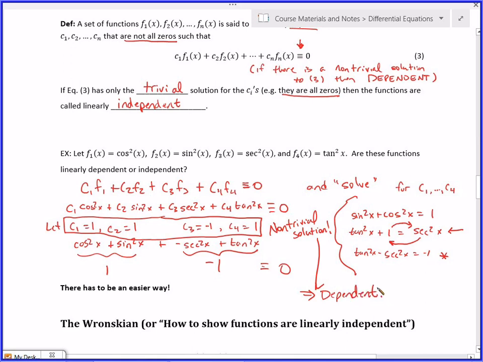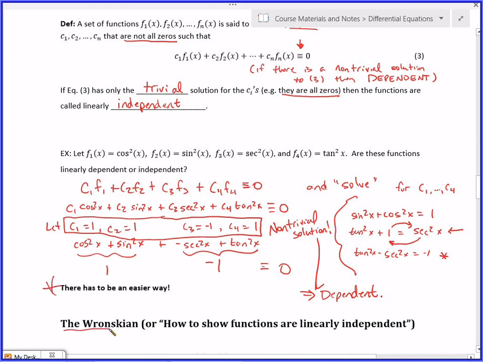Now, I chose this problem intentionally because I know those relationships between sine squared, cosine squared, secant squared, and tangent squared. But in general, what if I gave you x squared and x squared log of x? I don't have identities to work with that way. So this will only work in a very special set of cases where I can try to figure out a C1, C2, C3, C4 that work. So there has to be an easier way.